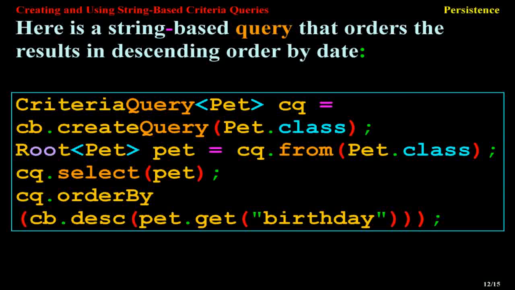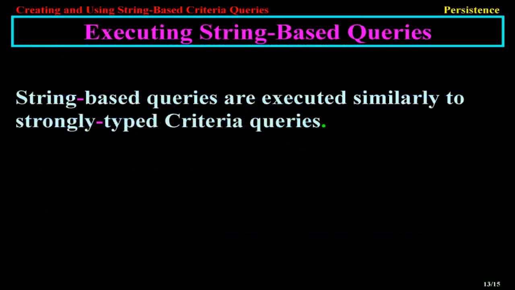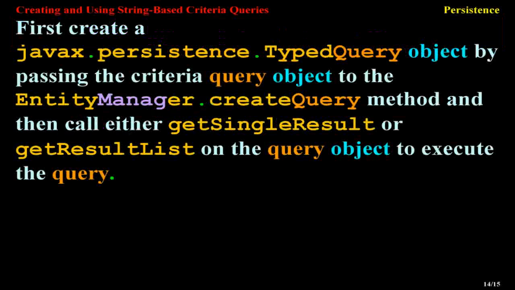Executing string-based queries. String-based queries are executed similarly to strongly typed criteria queries. First, create a javax.persistence.TypedQuery object by passing the criteria query object to the EntityManager createQuery method, and then call either getSingleResult or getResultList on the query object to execute the query.